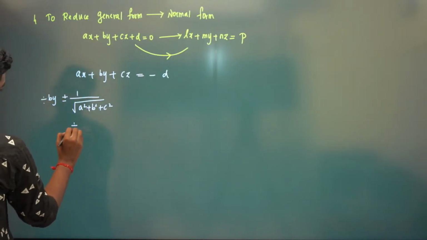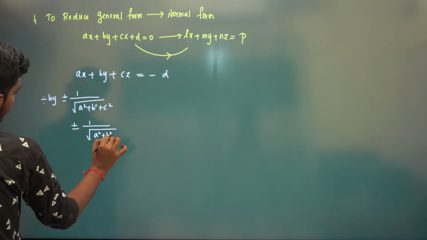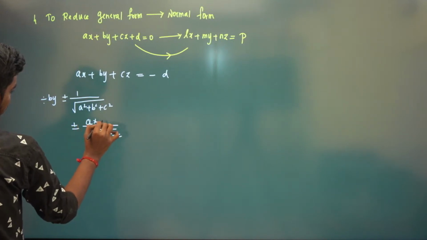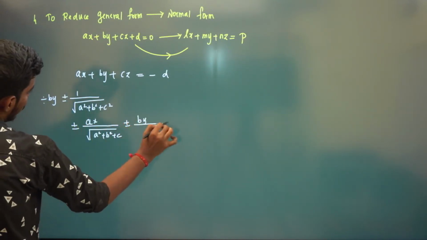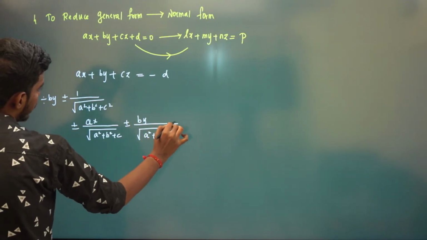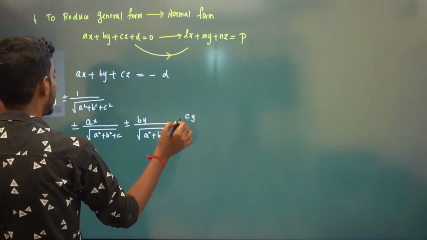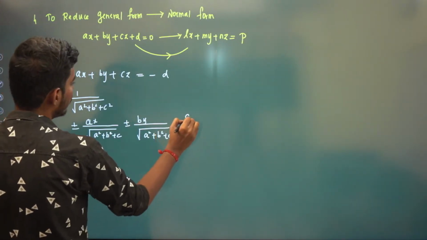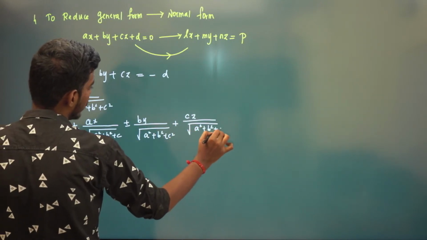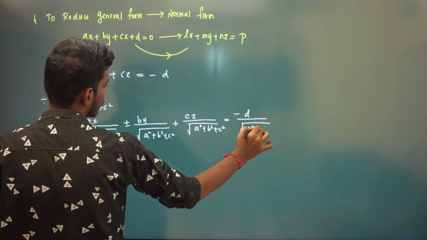So if I do this, we will have plus or minus 1 divided by root of a square plus b square plus c square, ax plus or minus by divided by root of a square plus b square plus c square. Just understand this concept. We will not be using this problem, right? So you just have to divide by 1 divided by root of a square plus b square plus c square, or minus 1 divided by root of a square plus b square plus c square.